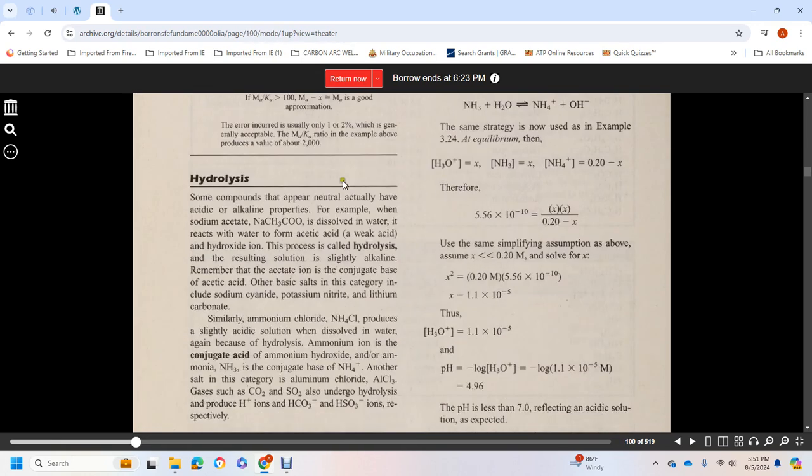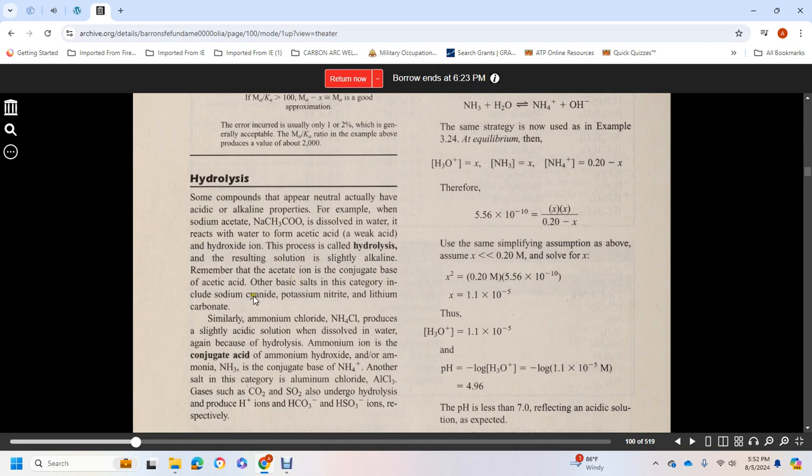Next, hydrolysis. Such compounds appear naturally with acidic or alkaline properties. For example, when sodium acetate is dissolved in water, the acetate reacts with water to form acetic acid, a weak acid, and hydroxide ion through the process of hydrolysis. As a result, the solution is slightly alkaline. Remember, acetate is the conjugate base of acetic acid.